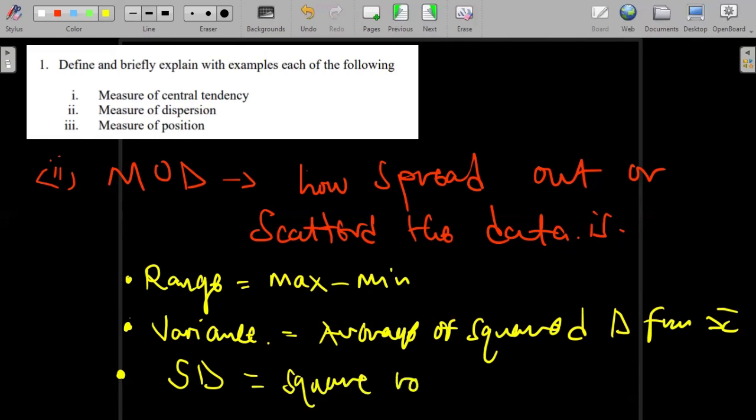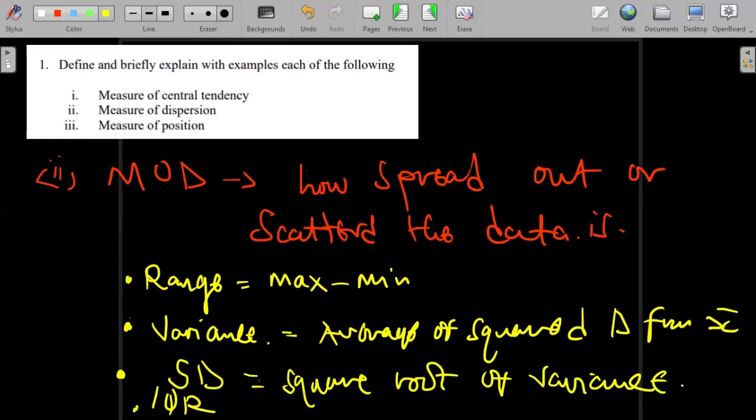Okay, it's just the square root of the variance. That's what the standard deviation is, just the square root of the variance. And then we can also have what we call the interquartile range. That also gives us an example of measures of dispersion.